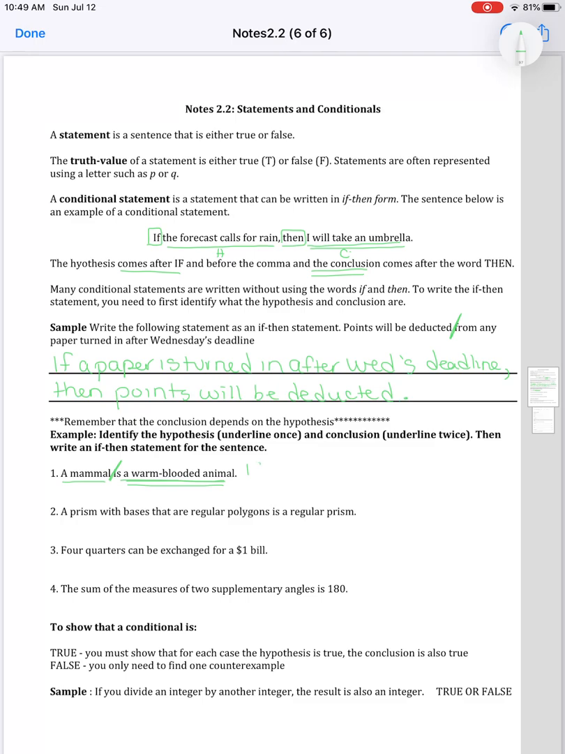And you're going to come up with something. And sometimes there's extra words that you're going to have to add. So you can't just say if mammal. So you can say something like if an animal is a mammal, or if something is a mammal. If an animal is a mammal, comma, then it is a warm-blooded animal.